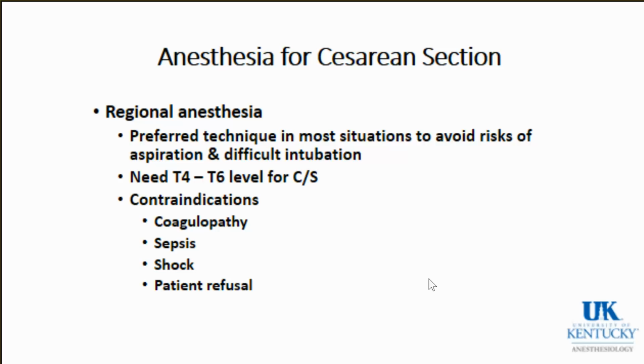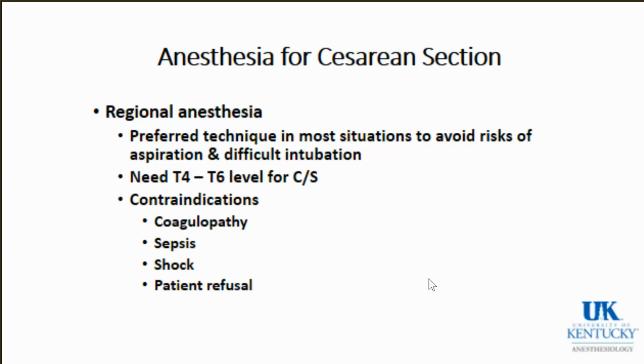So anesthesia for C-section, anyone who's already done OB with us knows that generally regional anesthesia is preferred in most situations in order to avoid the increased risk to the pregnant patient of general anesthesia, which includes aspiration, although aspiration still is a rare complication, but it is higher in the OB population, as well as most definitely the greater risk of difficult intubation in the parturient. So if you're going to use regional, of course, you're going to need a T4 to T6 level due to the fact that even though it's a low incision, they're in the abdomen.